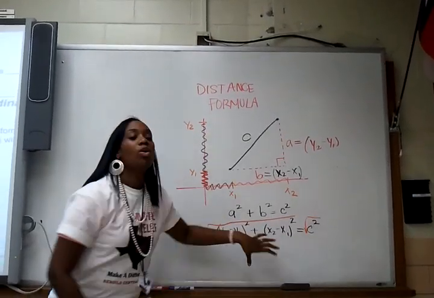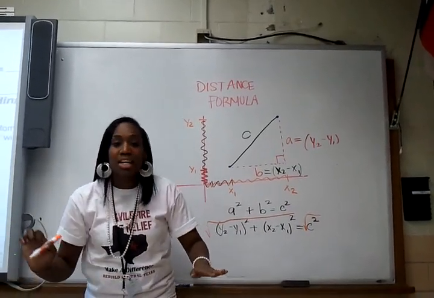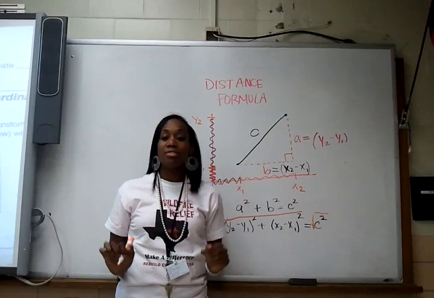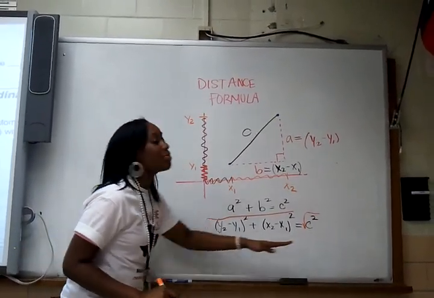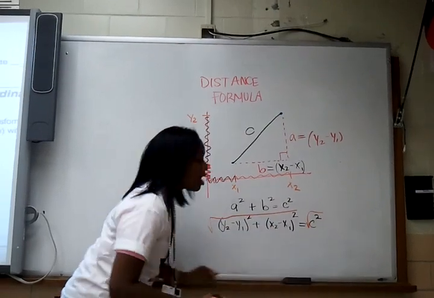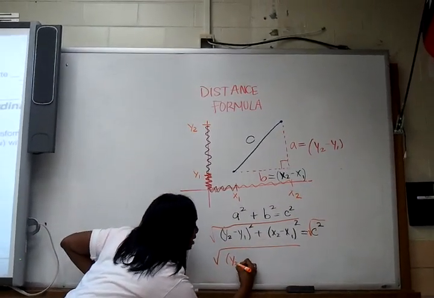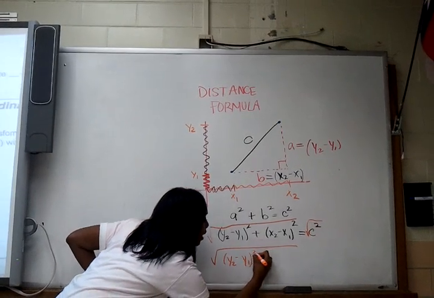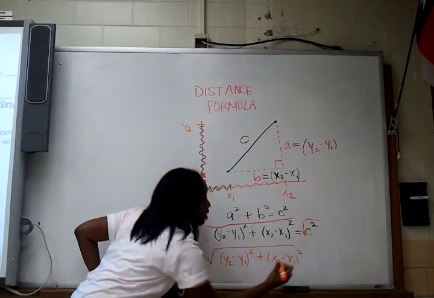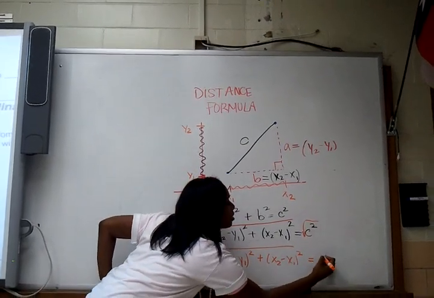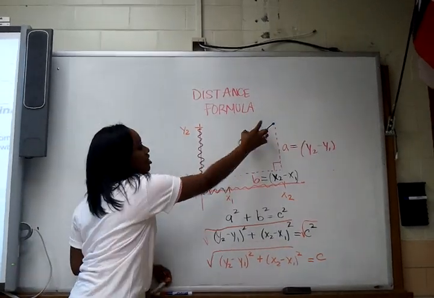Remember, with the equation, these are like baby twins. You got your two little sisters. You give one some candy, you better give the other one some candy or we're going to have some fighting going on. So when we square one side, or we take the square root of one side, we must take the square root of the other side. And we're left with the square root of y2 minus y1 squared plus x2 minus x1 squared. And that all equals C. That's awesome. And that's what we're trying to find.